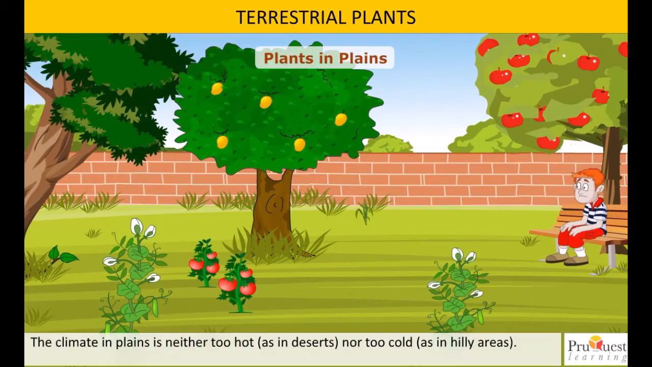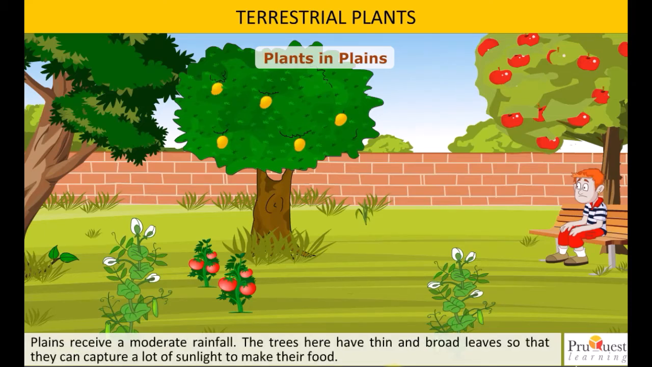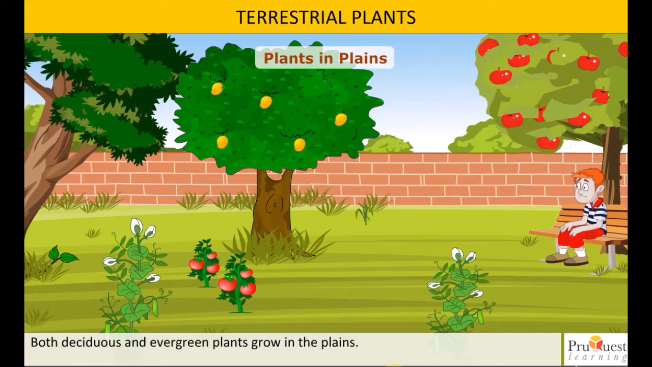Plants in plains. The climate in plains is neither too hot, as in deserts, nor too cold, as in hilly areas. Plains receive a moderate rainfall. The trees here have thin and broad leaves so that they can capture a lot of sunlight to make their food. Both deciduous and evergreen plants grow in the plains.